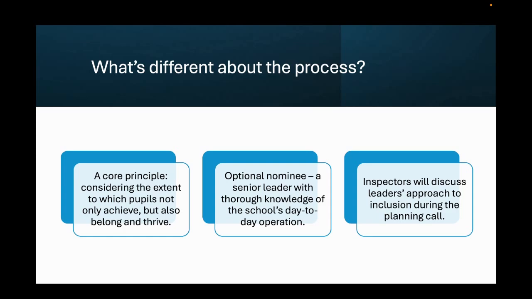What I wanted to highlight was that during this call, there is now going to be a discussion about the school's approach to inclusion, how you are identifying pupils who are disadvantaged, what those disadvantages are, how you are addressing those areas of disadvantage by reducing barriers to achievement, barriers to well-being, barriers to belonging, barriers to thriving. So that's an important thing I wanted to highlight.